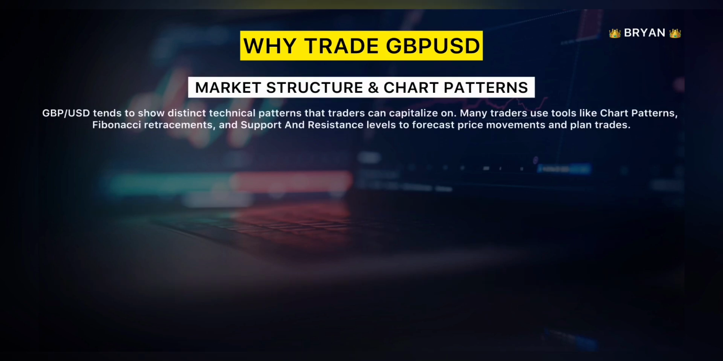Market structure and chart patterns. Pound sterling to US dollar tends to show distinct technical patterns that traders can capitalize on. Many traders use tools like chart patterns, Fibonacci retracements, and support and resistance levels to forecast price movements and plan trades.